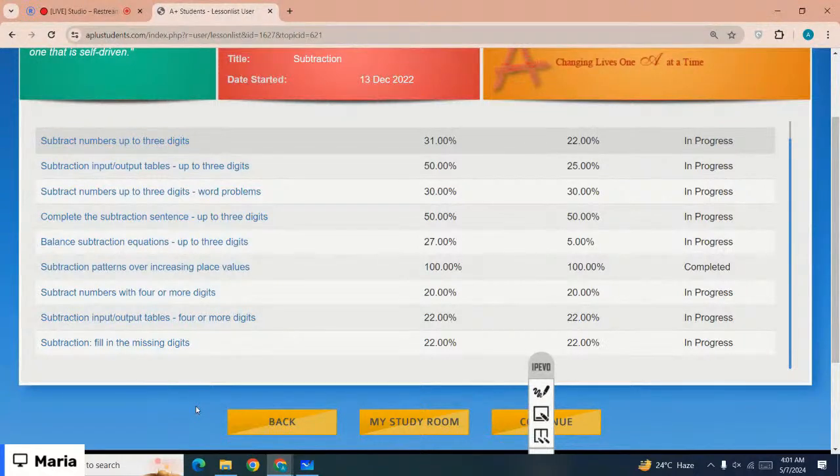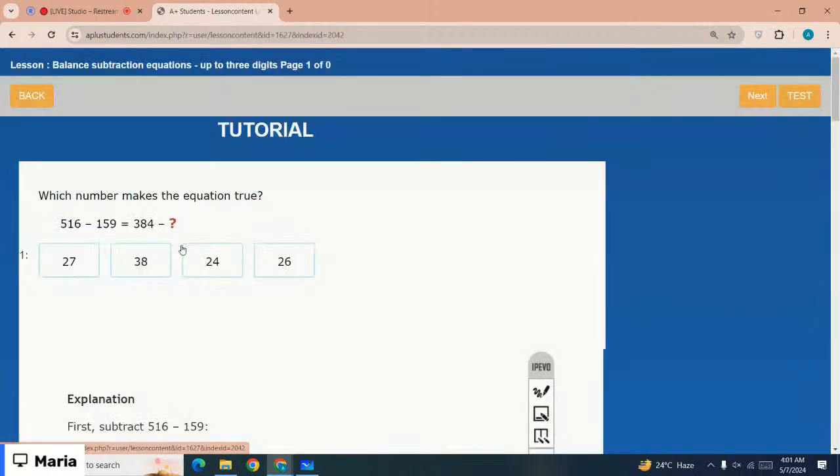I'm going to start with the lesson balance subtraction equations up to 3 digits. Okay, which number makes the equation true? You have already covered these lessons in grade 2. They are just a bit advanced, right? That means they are with 3 digits here, right?